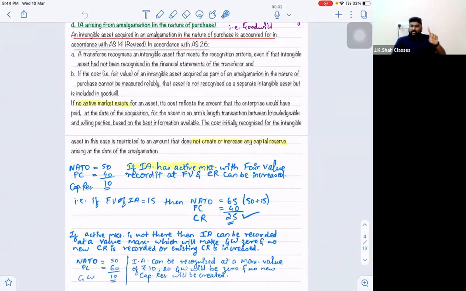Sir, so what is the recognition criteria, sir? So the recognition criteria are those 2 points: the cost can be measured reliably, and you have a future economic benefit associated with it. Yeah, okay, sir. That is the recognition criteria. Yes, sir. That's what my doubt was, sir. Thank you. Oh, yeah, very good.